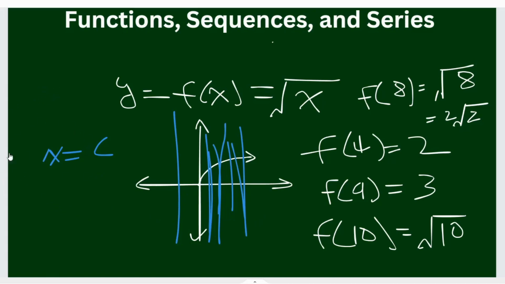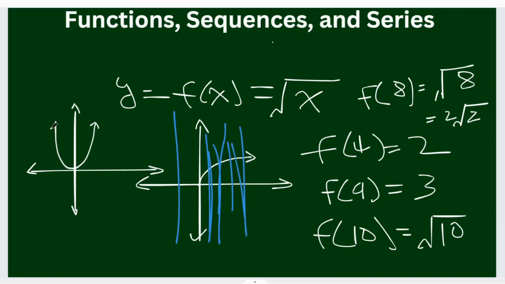And you can also take the graph of the parabola, for example. So here's a parabola. This is a function because for any vertical line that you draw, it's only going to intersect at one point. Not 2, not 3, only at 1.